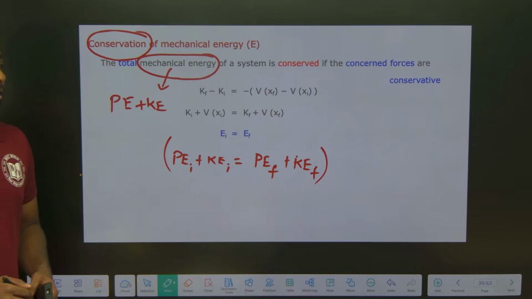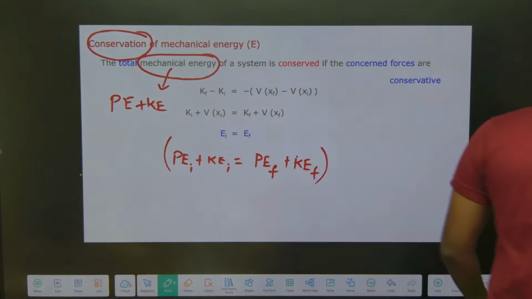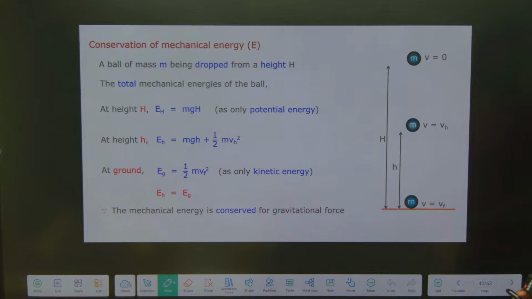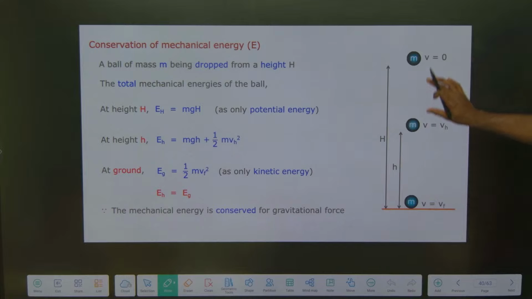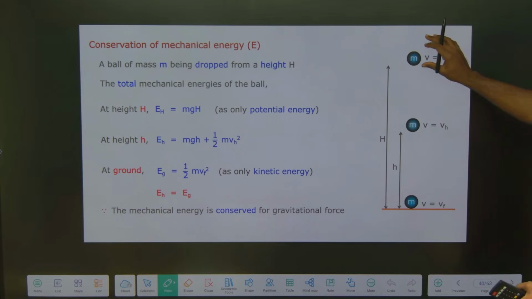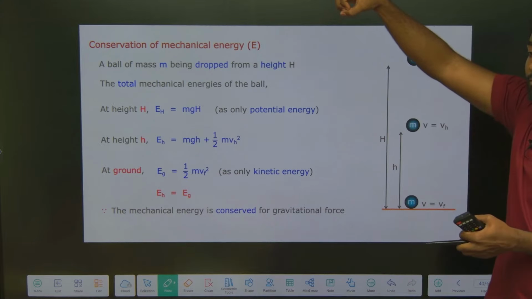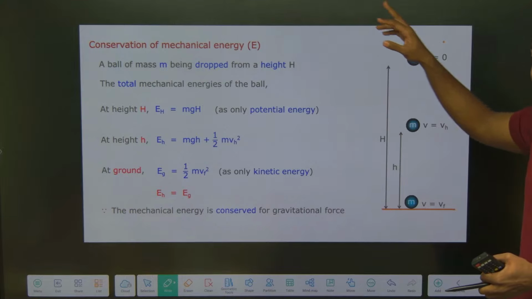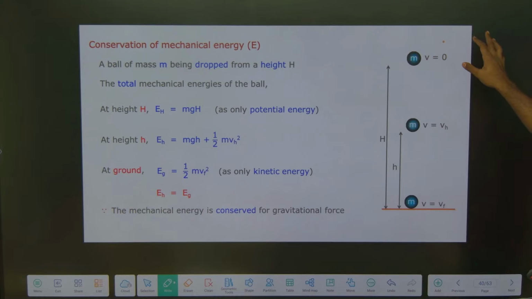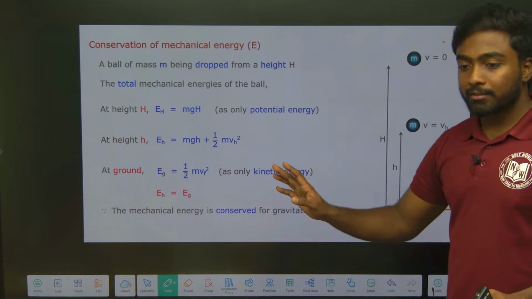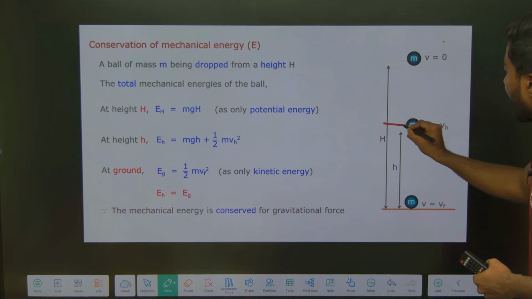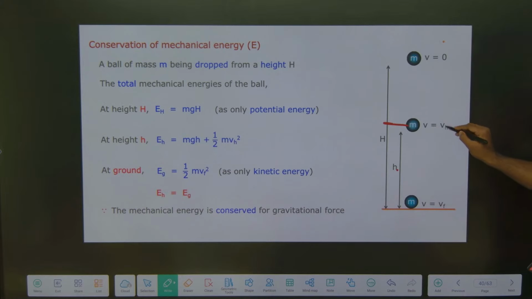Completed? Yes. Okay, so let me explain with a simple example over here. Conservation of mechanical energy. Initially I am taking a ball which is at height h. I am taking the ball and leaving it as it is, which means the initial velocity will be 0, and the final velocity will be some v. In between, some velocity is there. I am considering that at small height h, the velocity is vh.